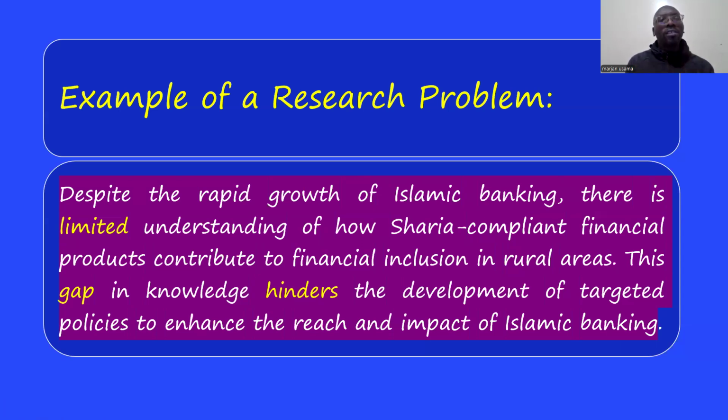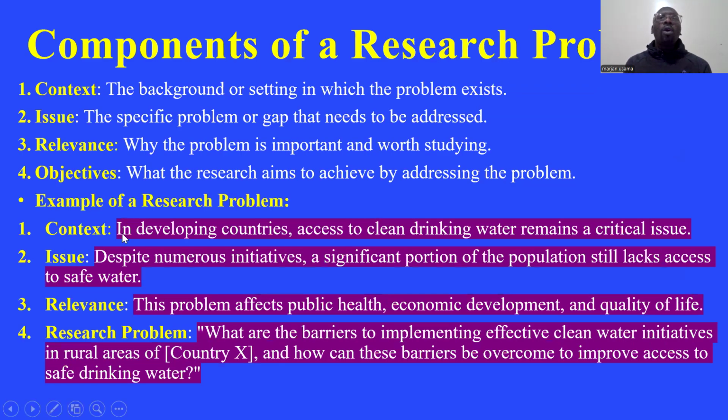So by writing your research, you want to solve this problem. Now, what are the components of a research problem? When you are writing a research problem, number one, there is always the context. That is the background or setting in which the problem exists. Like, where does the problem exist? Is it in Hargeisa? Is it in Mogadishu? Where? What is the context?